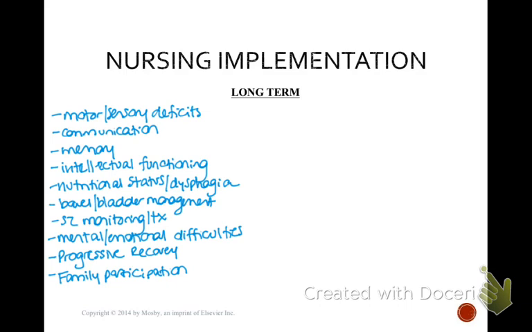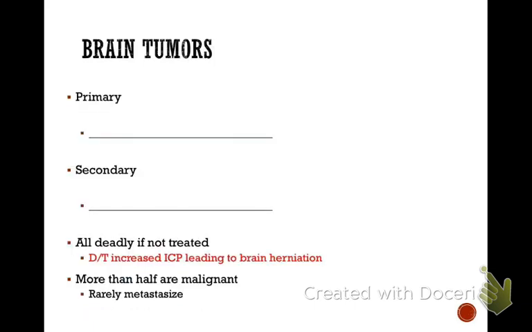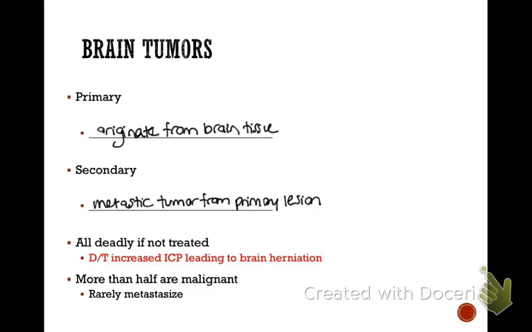All right, moving into the home stretch. Brain tumors. So primary brain tumors originate from the brain tissue themselves. Secondary is a tumor from a primary lesion. It metastasizes.